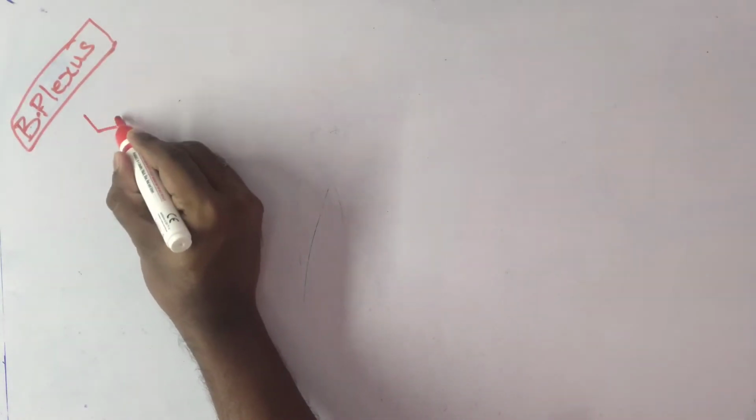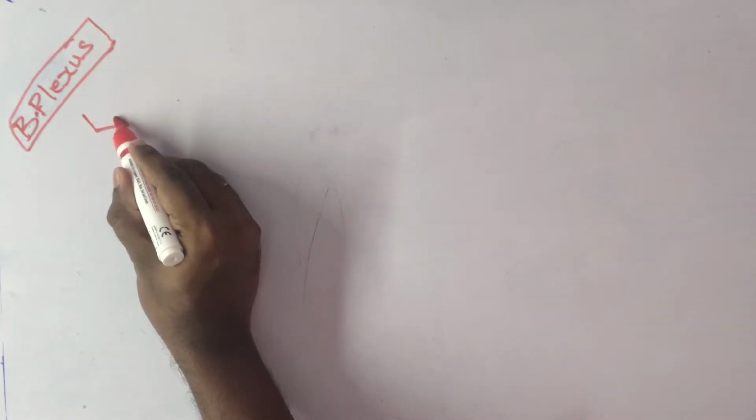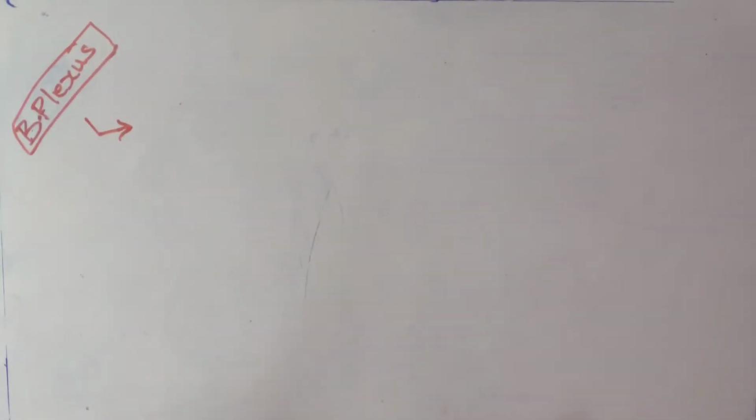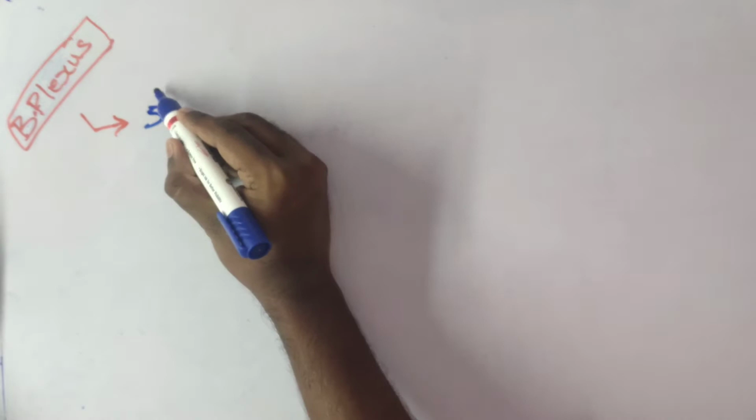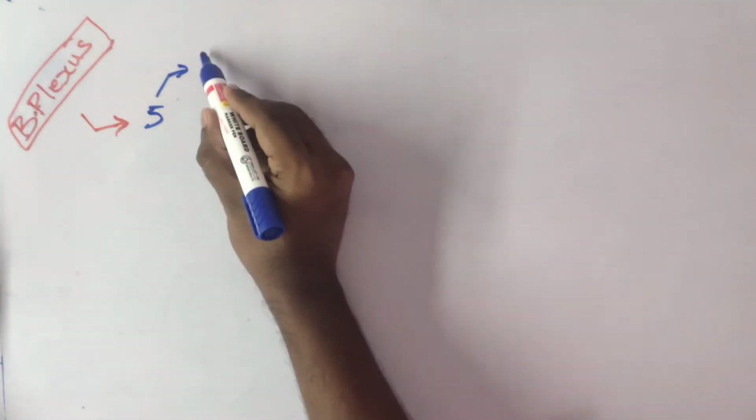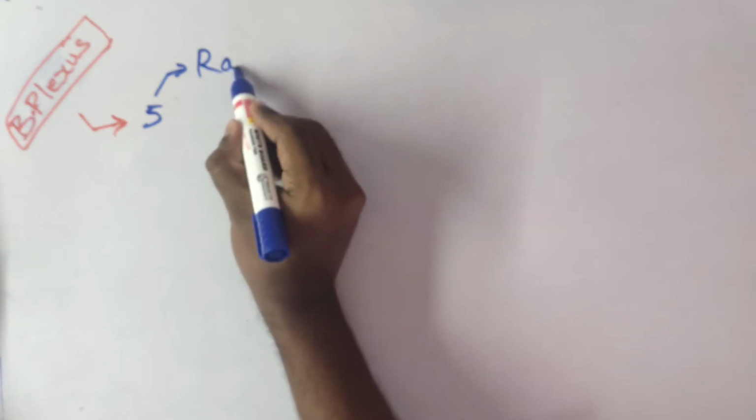Okay, now coming to the point. While studying the brachial plexus, see, the brachial plexus is subdivided into 5 parts. That is roots. See, here there is a mnemonic. Already it is in the textbook.